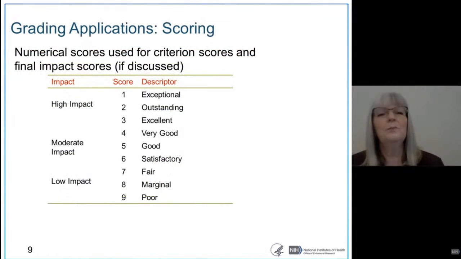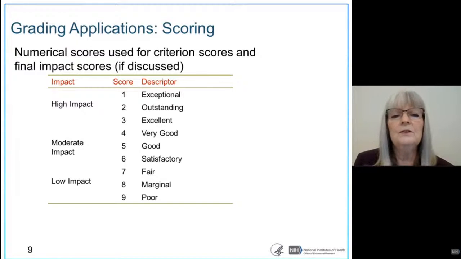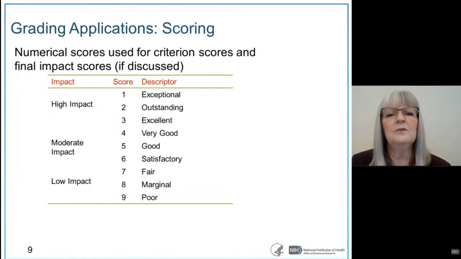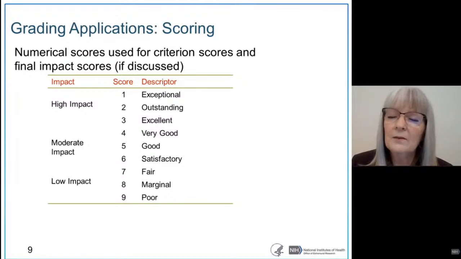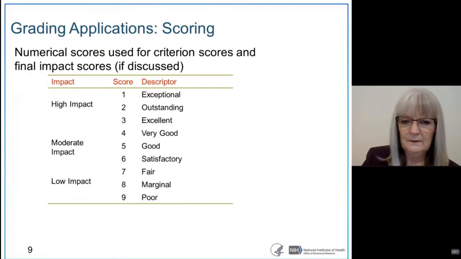Okay, how will the applications be graded? So this is our scoring system. Numerical scores are used for both the criterion scores and the final impact scores if the application is discussed. And we will get into that process in just a moment. The scores offered by the reviewers range from 1 through 9 in whole integers. 1, 2, 3 indicate high impact, 4, 5, 6 moderate impact, and 7, 8, and 9 low impact.